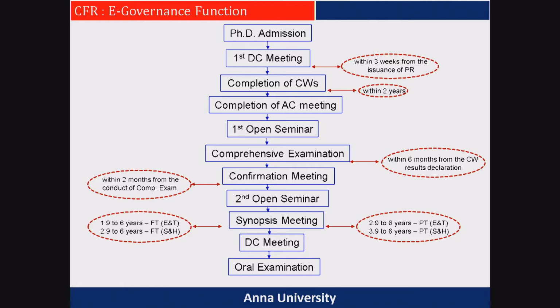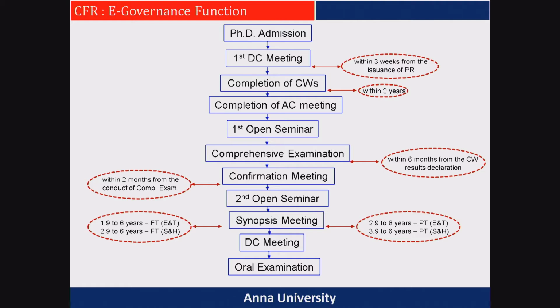Once you complete the comprehensive examination, there is a confirmation meeting, where your provisional registration is confirmed. This confirmation meeting has to be carried out whenever the scholar successfully finishes the earlier stage, that is the comprehensive examination, because in the minutes of the confirmation meeting there is a question whether the scholar completed the comprehensive examination or not. Once you have done the comprehensive examination, you need to complete the confirmation meeting within 2 months.